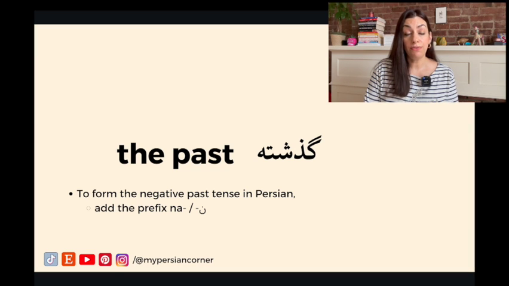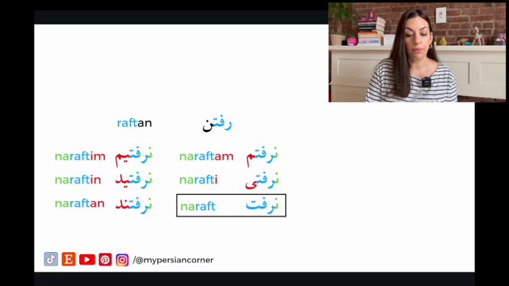To form the negative, we simply add the prefix na. For example, naraftam, narafti, naraft, naraftim, naraftin, naraftan.